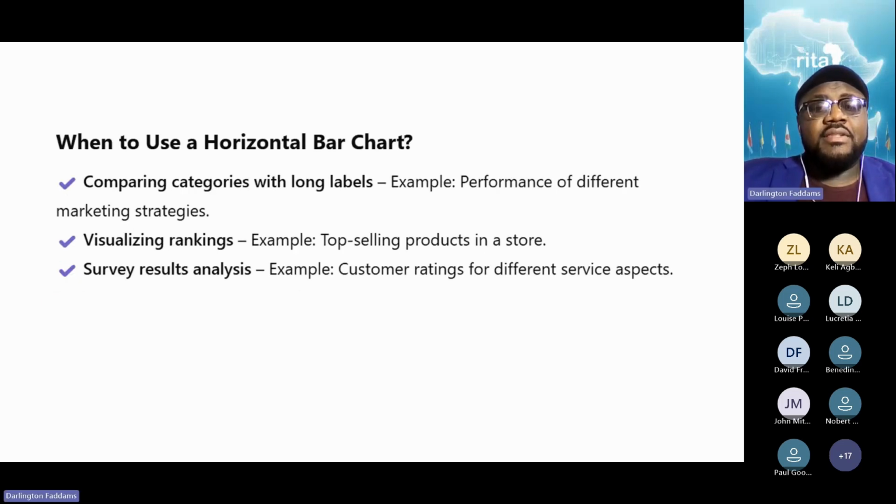When to use a horizontal bar chart: for comparing categories with long labels. Example, performance of different marketing strategies. Visualizing rankings. Example, top selling product in a store. So we can use this to visualize a ranking and to compare various products and their sales. Survey result analysis. Example, customer ratings for different service aspects.